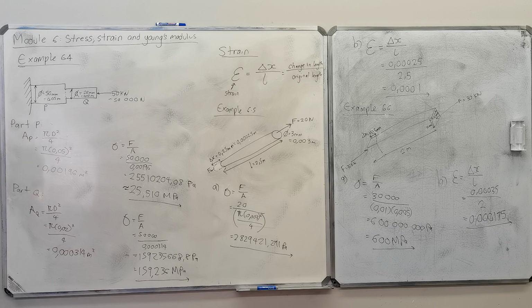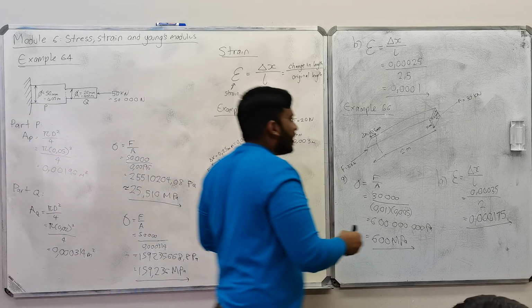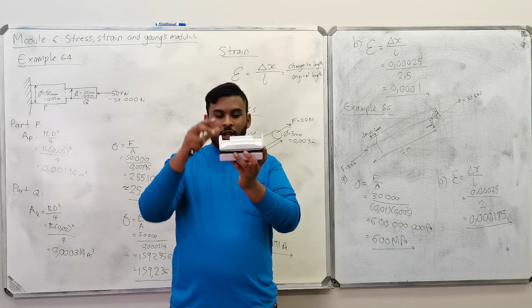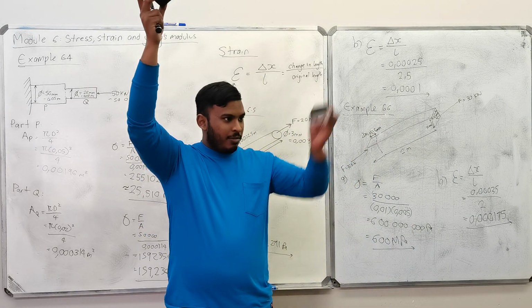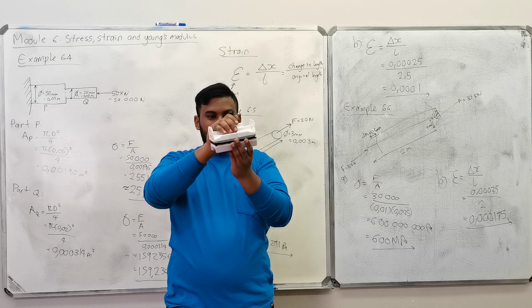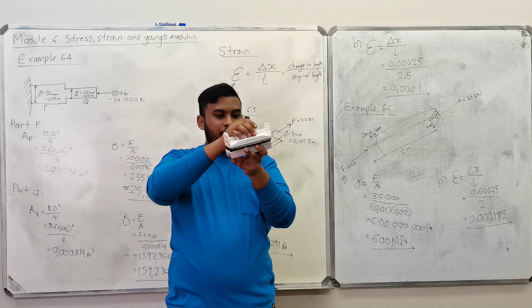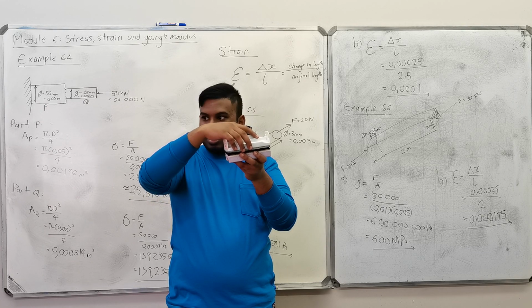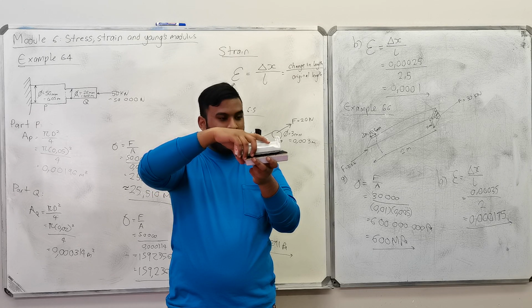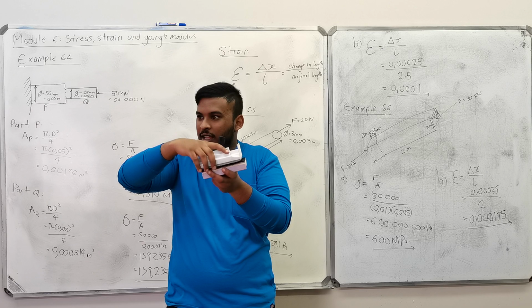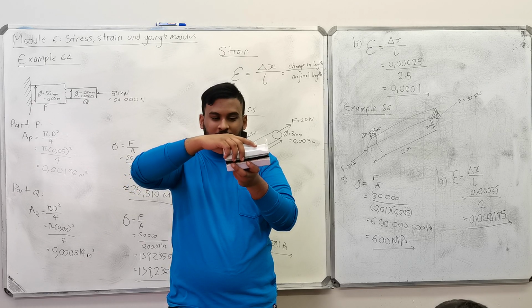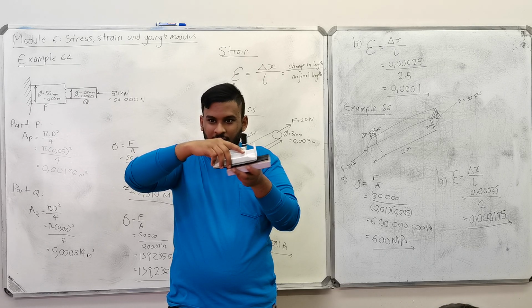So the scenario is this: this is block A, this is block B, and it's attached by a nail. Now what happens if you start pulling one block and you start pulling the other block? Eventually the nail is going to crack. So we're now calculating the shear stress that's needed to do this.